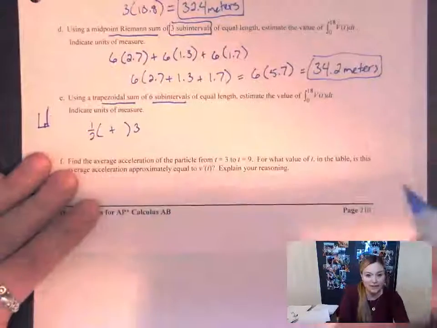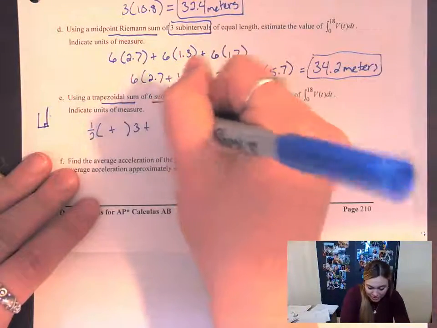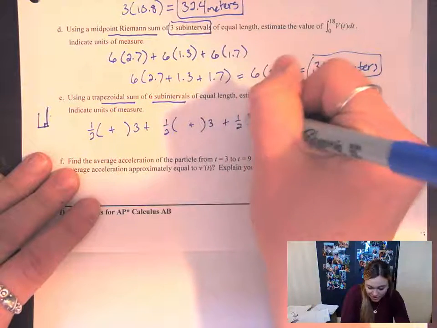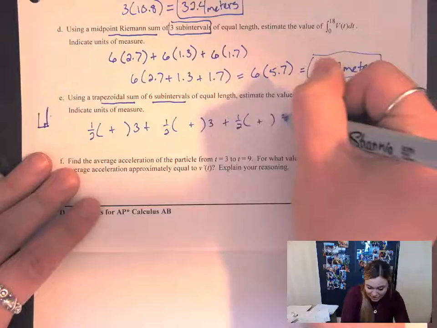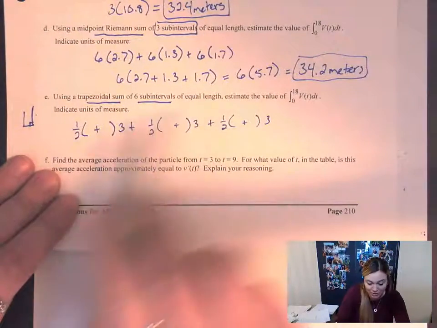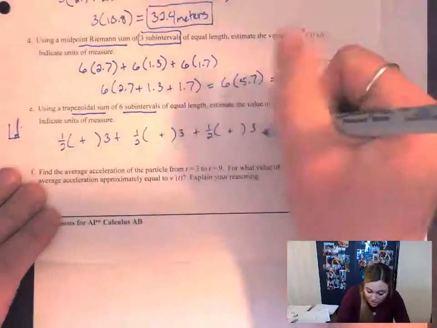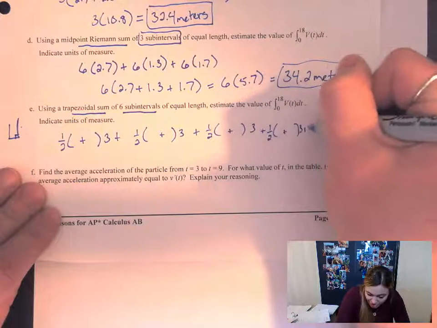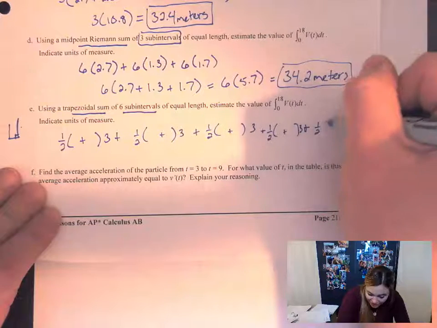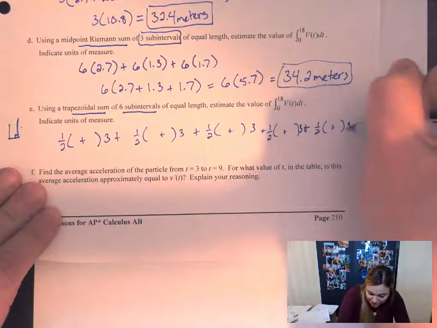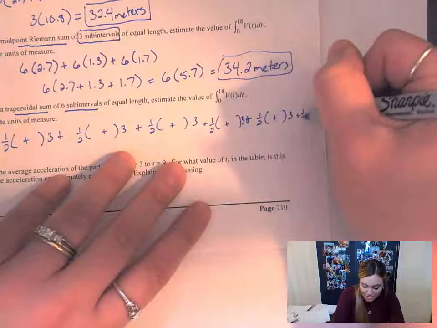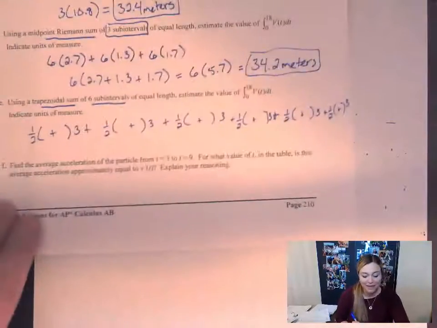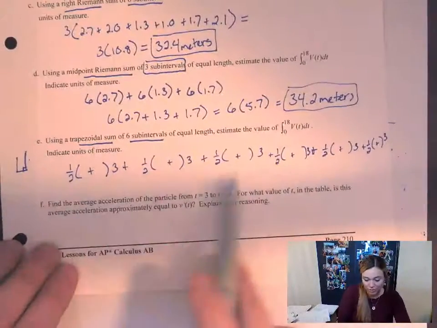Every time it's going to look like this. 1/2 base 1 plus base 2 times height. 1/2 base 1 plus base 2 times height. 3 is the same because these are of equal length. So 1, 2, 3. I need 6 of these. 4, 5, base 1 plus base 2 times height. Base 1 plus base 2 times height. So much room. So I have 1, 2, 3, 4, 5, 6.